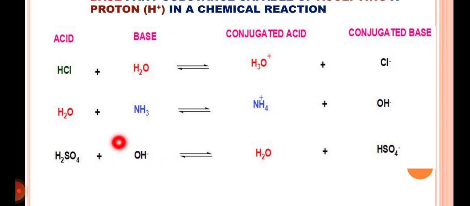The next example is sulfuric acid and hydroxide ion. Sulfuric acid gives a proton. It donates a proton to the hydroxide ion. That means hydroxide ion is accepting a proton. So though sulfuric acid is donating a proton, it is called acid. Hydroxide ion accepts a proton, so it is called a base. Sulfuric acid gives the conjugate base bisulfate ion. The base hydroxide ion gives the conjugate acid water.